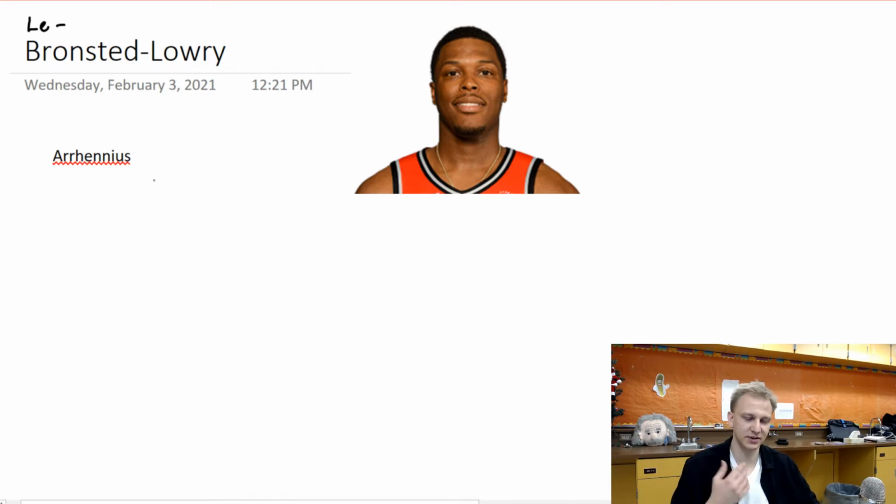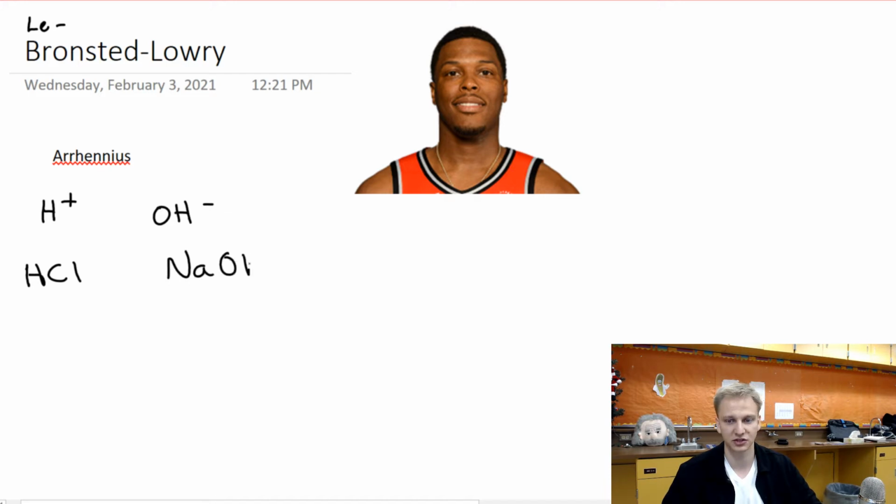So the Arrhenius definition is what we were used to. The Arrhenius definition focused around these two parts of compounds. We said if something started with a hydrogen, like HCl, that is an acid, and we know that this would be hydrochloric acid. And conversely, if we had a hydroxide in some sort of compound, it was a base. That was the Arrhenius definition, and it served for a little while.